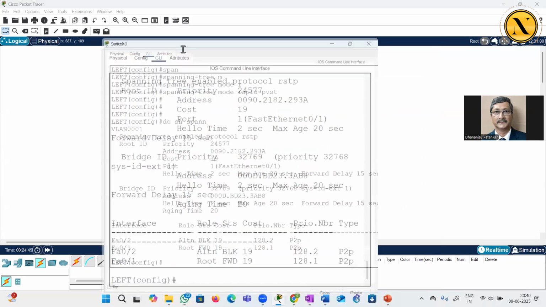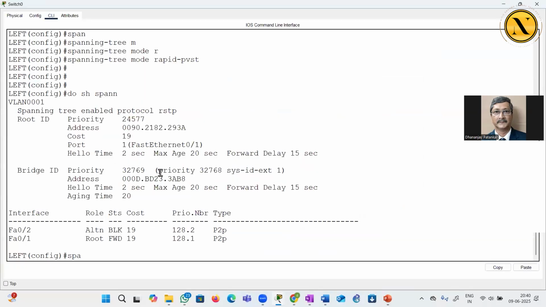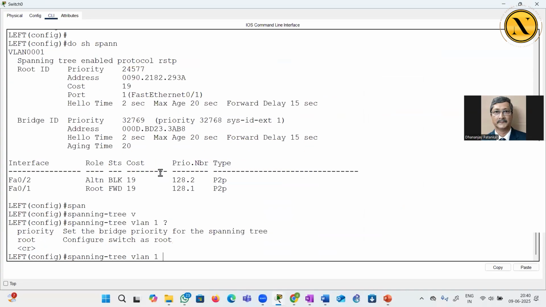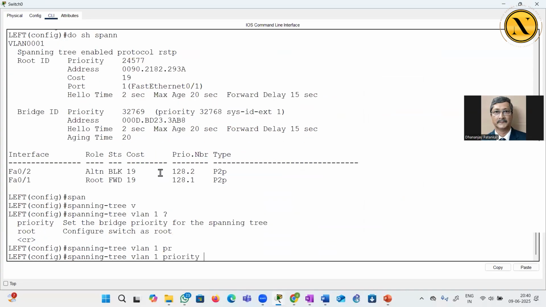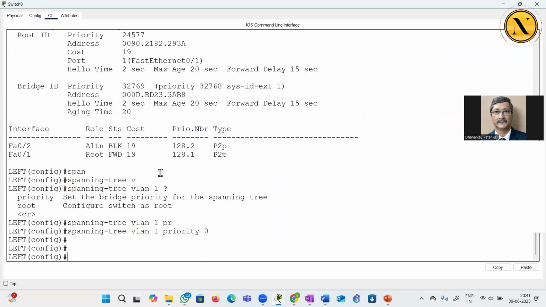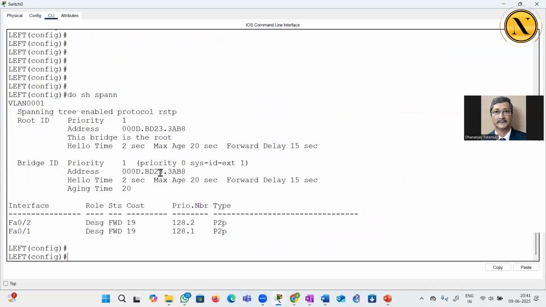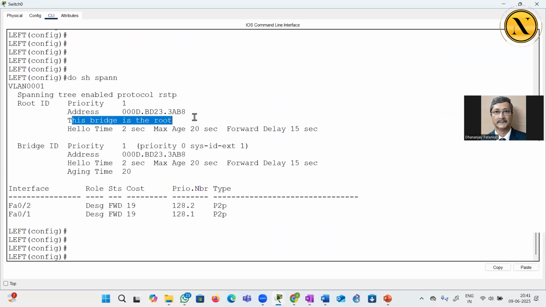So what we'll do is, we'll go here and say spanning tree VLAN 1 priority. I will make it 0, the lowest. Then do show spanning tree. Now look what's going to happen. I am the root bridge.